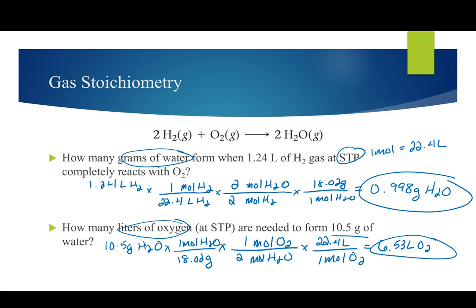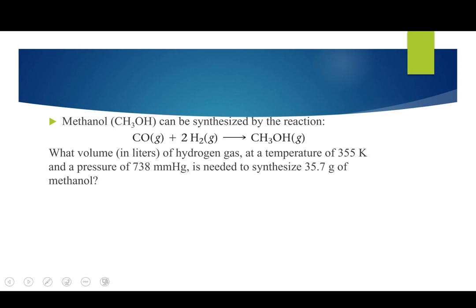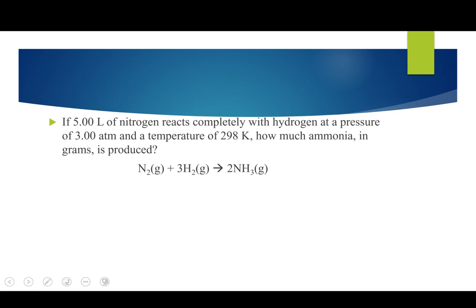If it's not at STP, it's a little bit more complicated. I'm going to actually do this one first because it's a little bit easier. So I have 5 liters of nitrogen. That's a volume. I have a pressure of 3 atmospheres. That's a P. Temperature 298 Kelvin. And we're looking for how much ammonia in grams is produced.